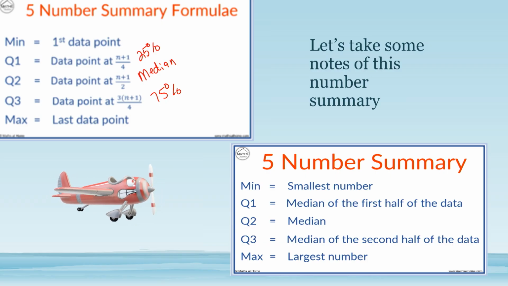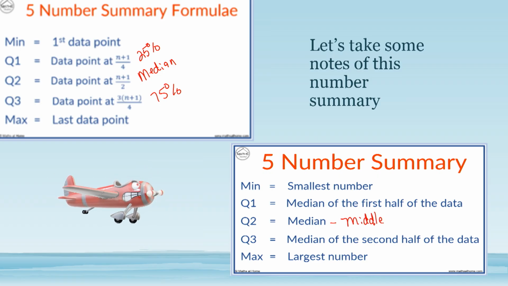So it says the 5-number summary, the minimum, which is our smallest number, Q1, it's the median or the middle between the first half of our data. Our Q2 is our median, which is in the middle of our data. So I'm going to put middle. Our Q3, it's the median of the second part. So when we find that second part of the data, it's the middle of that. And then our maximum obviously is the largest number.